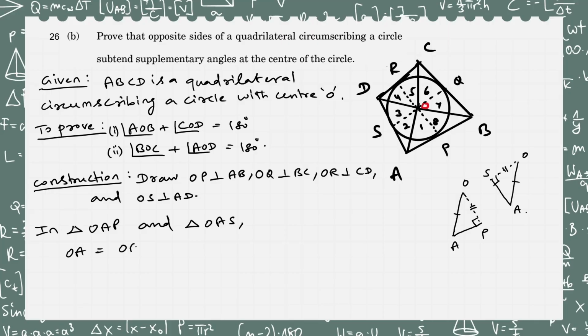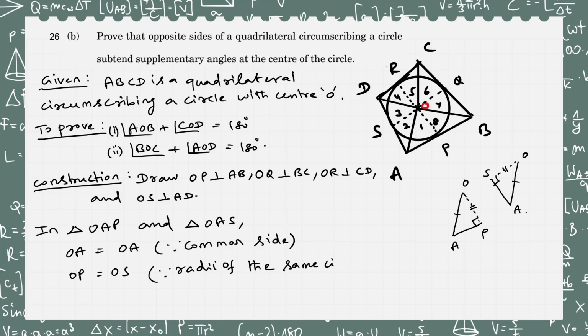OA equal to OA since common side, and OP equal to OS since radii of the same circle, and angle OPA equal to angle OSA, both are equal to 90 degrees. That's how we have constructed them, right?